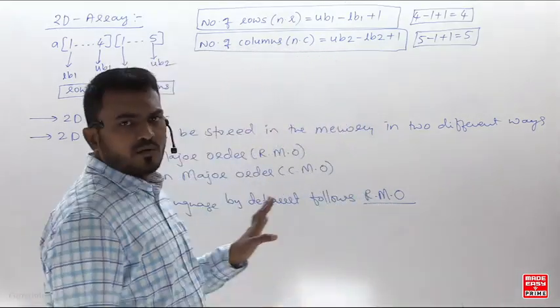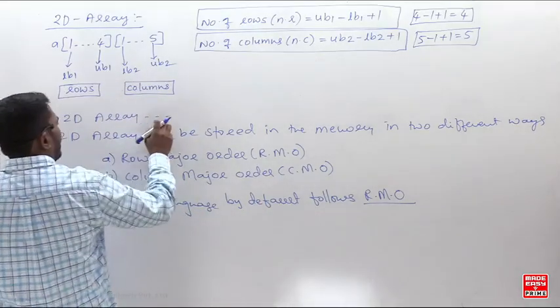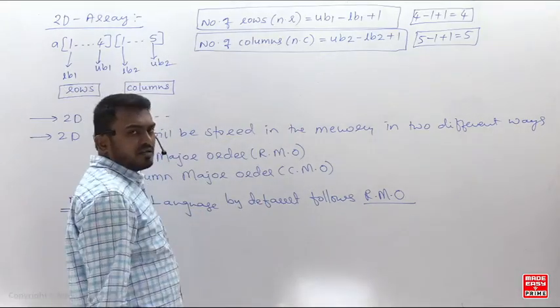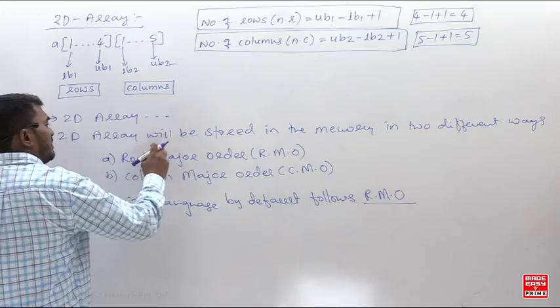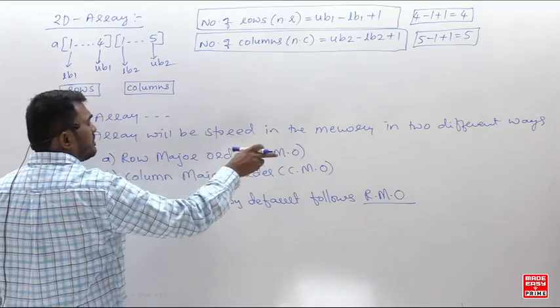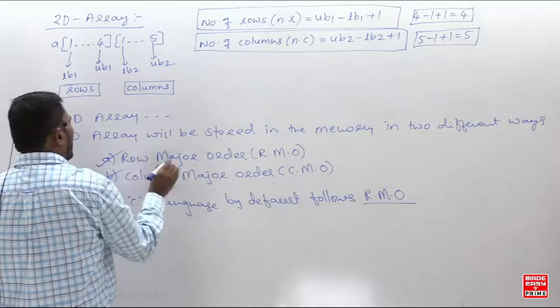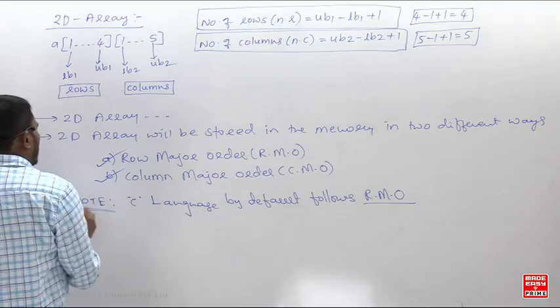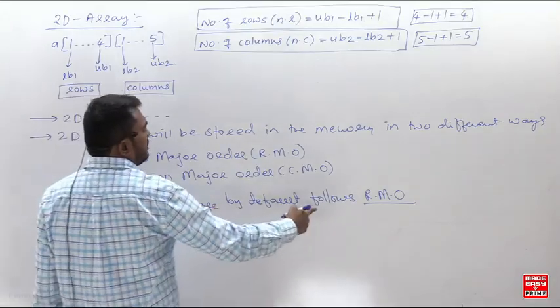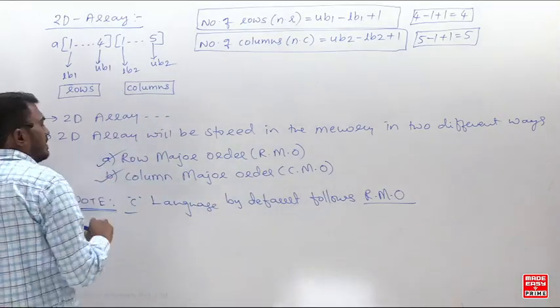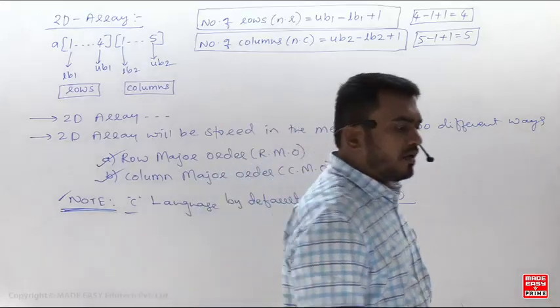So it is all continuous, 1D arrays only. So a 2D array will be stored in the form of multiple 1D arrays. And the 2D array will be stored in the memory in two different ways. One is row major order and the next is column major order. So next important point, C language by default follows what? Row major order. In the C language we follow row major order.